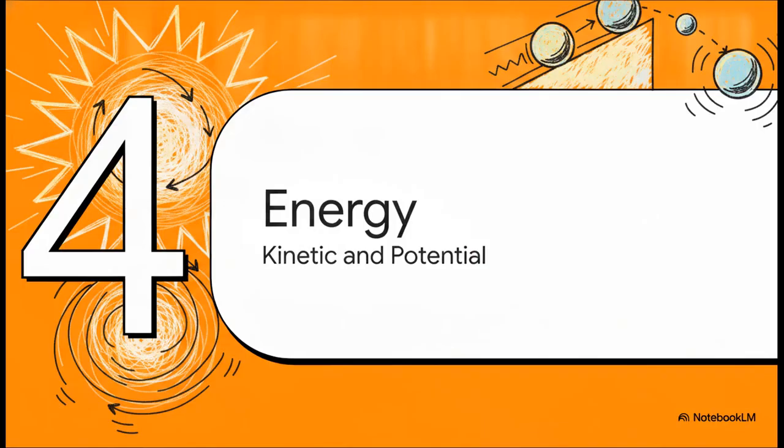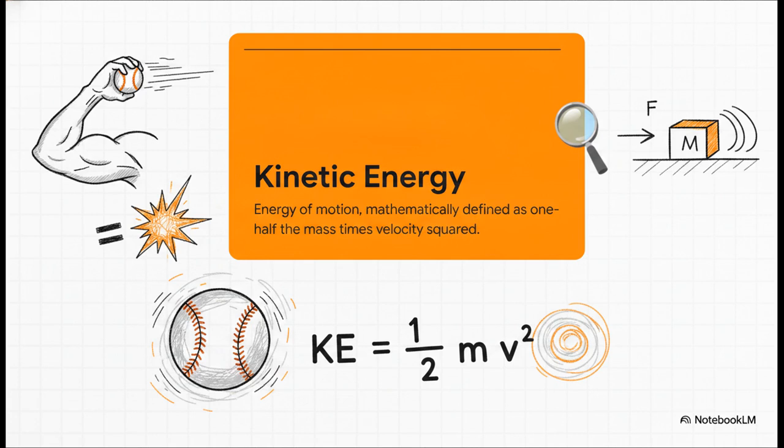Now things get really interesting in section 4, energy, kinetic, and potential. The crucial takeaway here is the work-energy principle. The net work you do on an object is exactly equal to its change in kinetic energy. And kinetic energy is simply the energy of motion. If you throw a baseball, the work your arm does on that ball transforms directly into the ball's kinetic energy as it flies through the air.